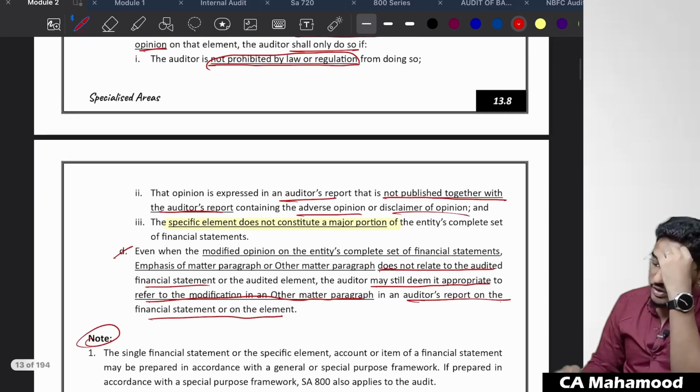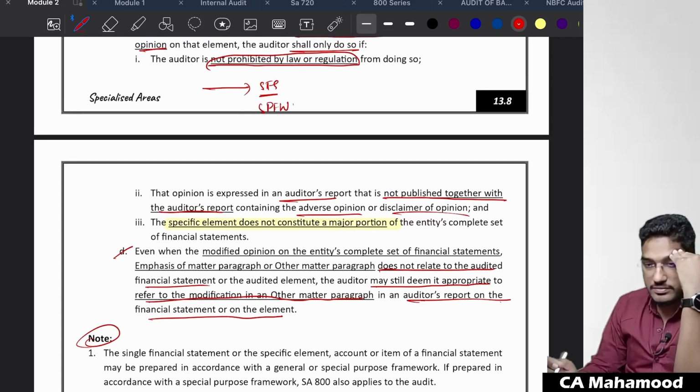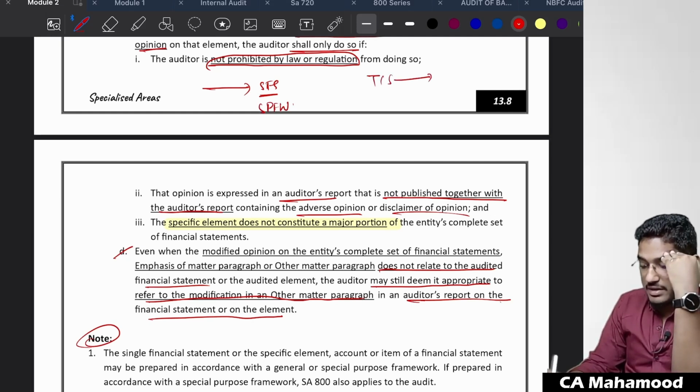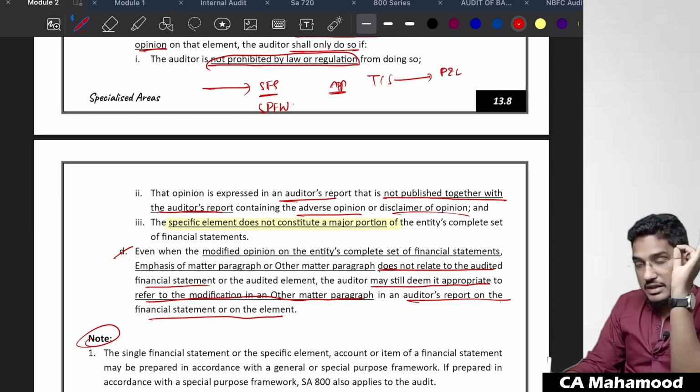What do they say here in the note point? Take for example, you are asked to conduct audit of a single financial statement, and for the preparation of that single financial statement, they are following special purpose framework. Take for example, there is a company TCS. They have appointed an auditor to conduct audit of their single financial statement. Only P&L they wanted you to audit, and that P&L they have prepared as per special purpose framework.